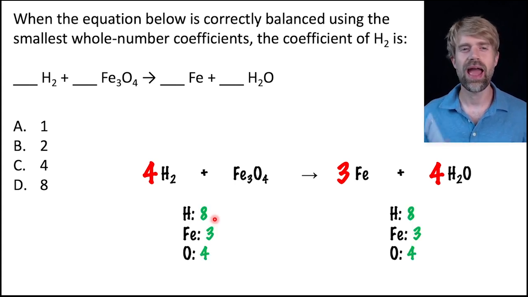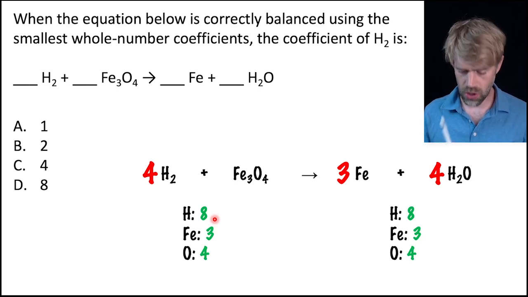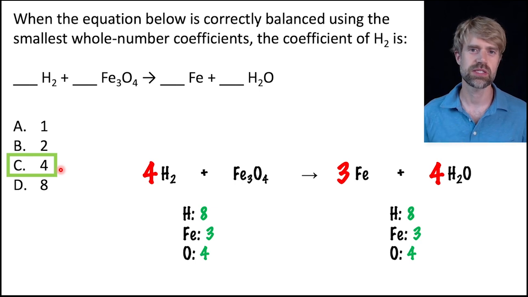And now everything balances. So the question is asking about the coefficient in front of H2, and that in the properly balanced equation is 4, which is going to be choice C.